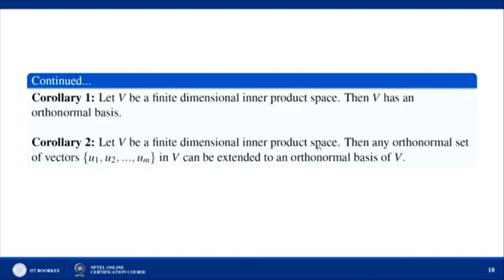The next is, if V is a finite dimensional inner product space, then any orthonormal set of vectors in V can be extended to form an orthonormal basis of V. If it is an orthonormal set of vectors, we can always extend this to find a basis of V, if the dimension of the basis is m plus p. And using the Gram-Schmidt orthogonalization process, we can always find its equivalent orthonormal basis using corollary one.